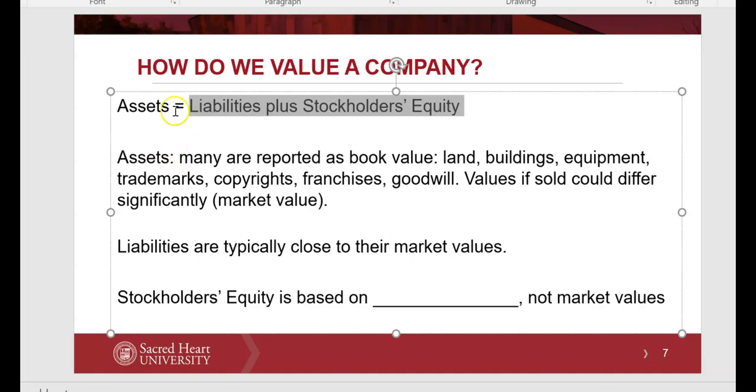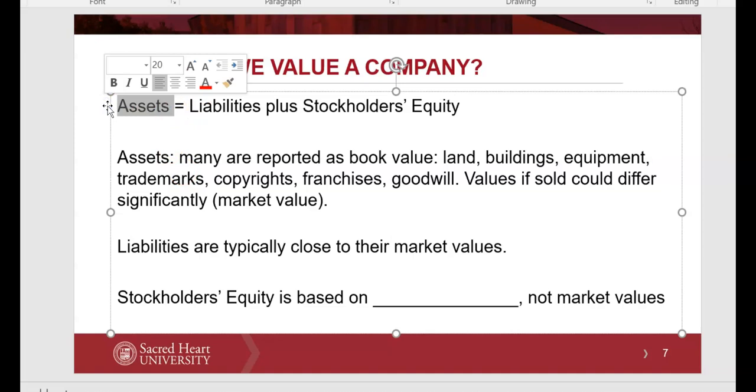Well, think about assets as being a measure of the company's value. Assets are reported at book value: land, buildings, equipment, trademarks, copyrights, every asset that you can think of. We're reporting them typically at the amount that the company paid for them. And then, of course, with buildings, equipment, and intangible assets that can be amortized, we're depreciating them over time. So we're not just using the book value, but the net book value.